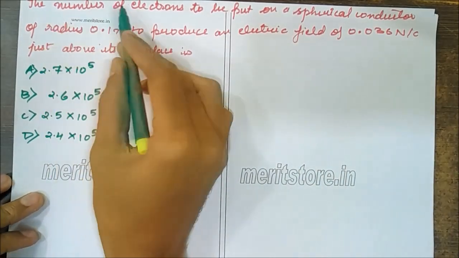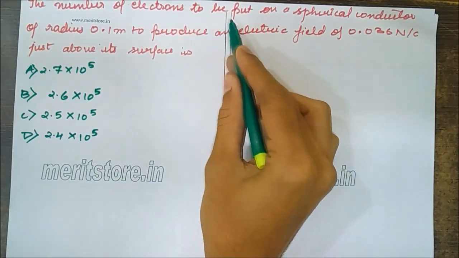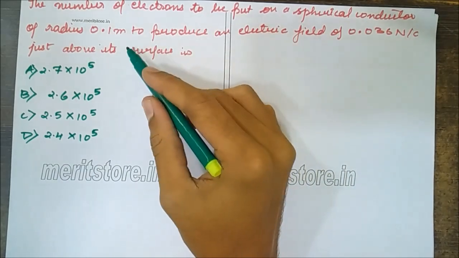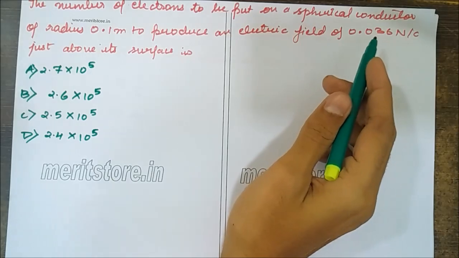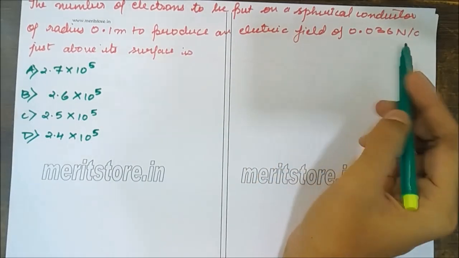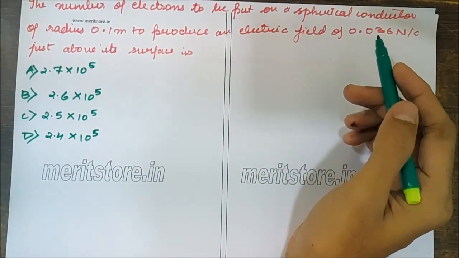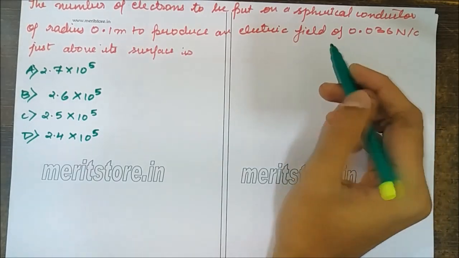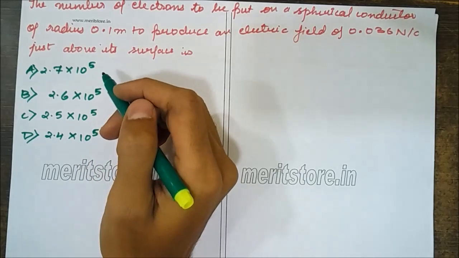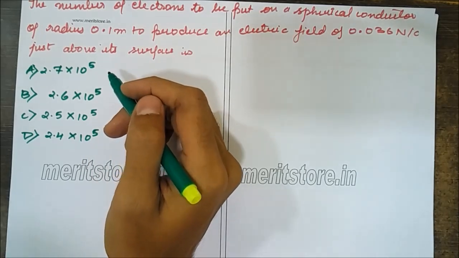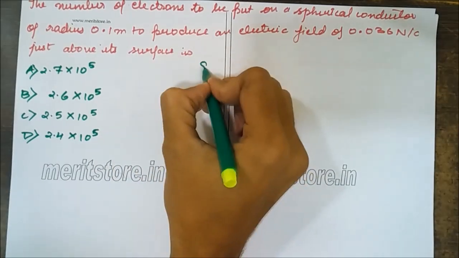The number of electrons to be put on a spherical conductor of radius 0.1 meter to produce an electric field of 0.036 Newton per coulomb just above the surface is: the options are 2.7 × 10^5, 2.6 × 10^5, 2.5 × 10^5, or 2.4 × 10^5.